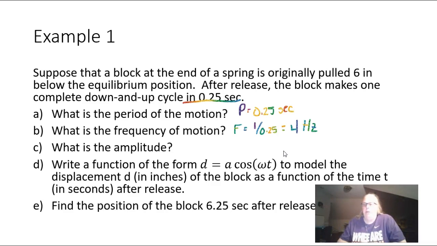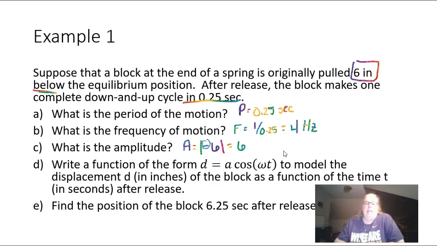Part C, what is the amplitude? Remember, the amplitude for a sine or cosine curve is just the height. And again, conveniently, this is given to us. Now, this is also important. The block is pulled 6 inches below, so its starting point is 6 inches from its resting point. Our amplitude is going to be the absolute value of -6, which gives me +6. The negative is there because it's been pulled below the resting point, and then we take the absolute value to make sure our amplitude is always a positive number.